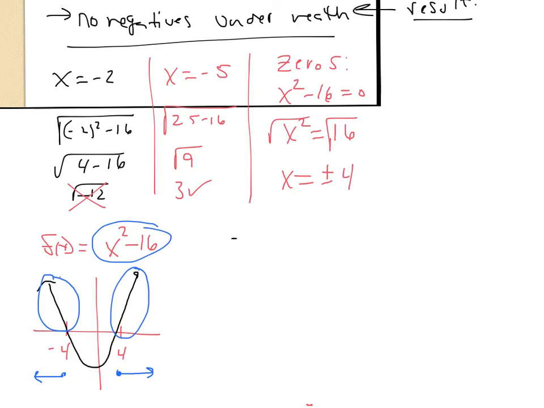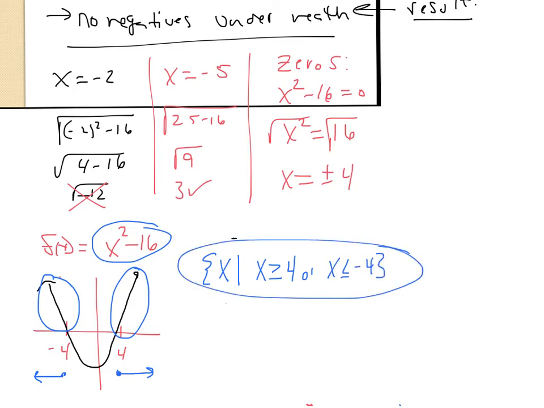So looking at that, it tells me, just looking at the inside, ignoring the radical, these are the numbers that are going to give me a positive value. So using the zeros and the graph of the parabola, I can identify my domain. Let me write it appropriately. My domain is going to be x, where x is greater than or equal to 4, or x is less than or equal to negative 4. And that is going to be my solution, my domain.